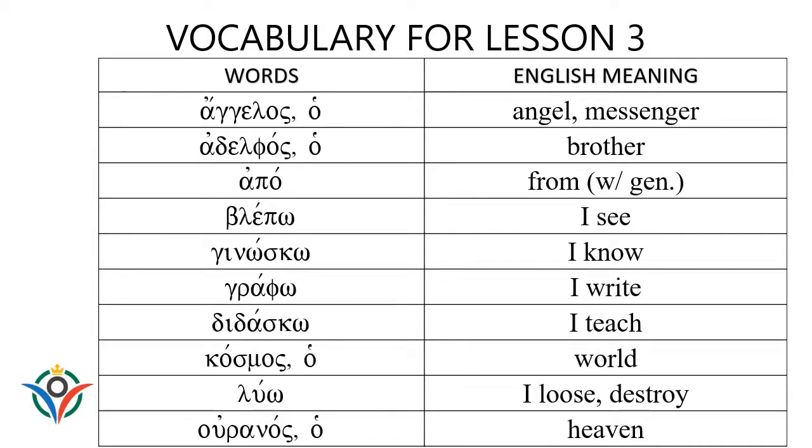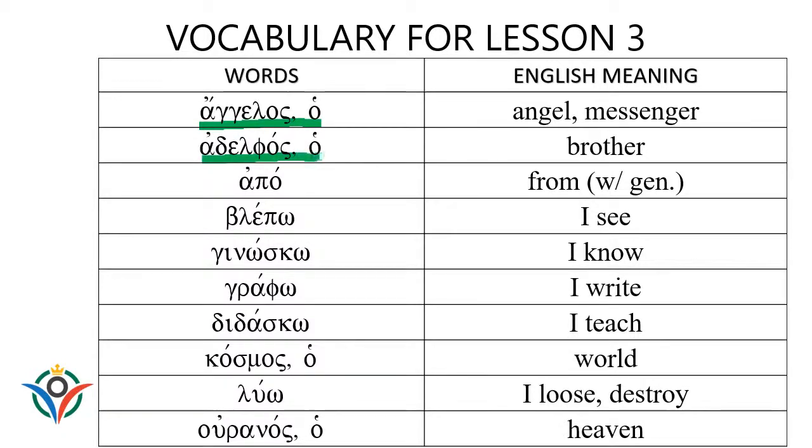I can't believe we're already introducing our new vocabulary for lesson 3, but let's go through the words together. I will underline the nouns, which in this case will be the second declension nouns, in green. I will do the other words in different colors. So let's take a look at the first one. We have angelos, ho, and that means angel or messenger.